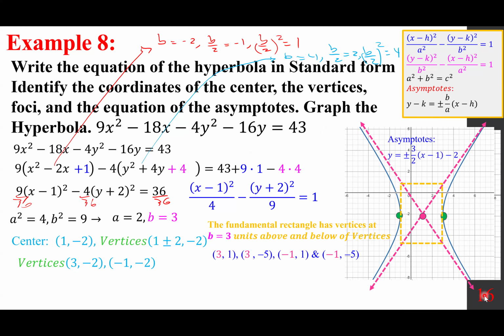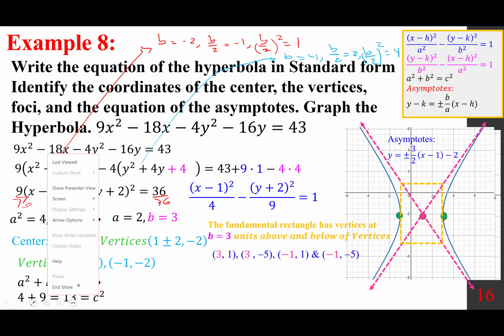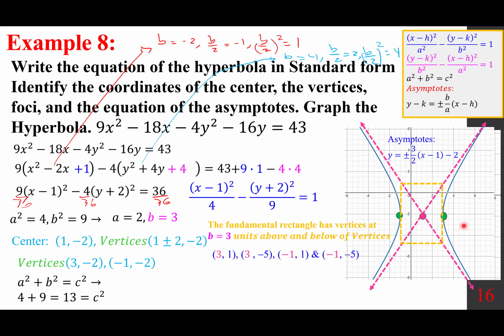hyperbola. To find the foci, a squared plus b squared equals c squared, which is 13. So from the center, we go by square root of 13 to the right and to the left, meaning 1 plus minus square root of 13 and minus 2. Now, roughly, putting it into a calculator, we get negative 2.6, minus 2 and positive 4.6, minus 2. Those are the precise location of the foci.